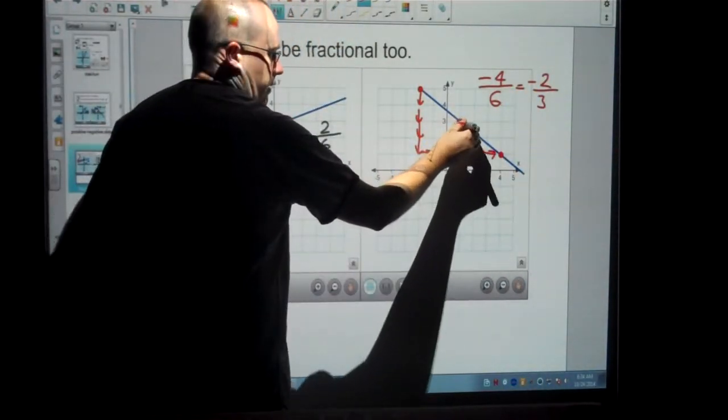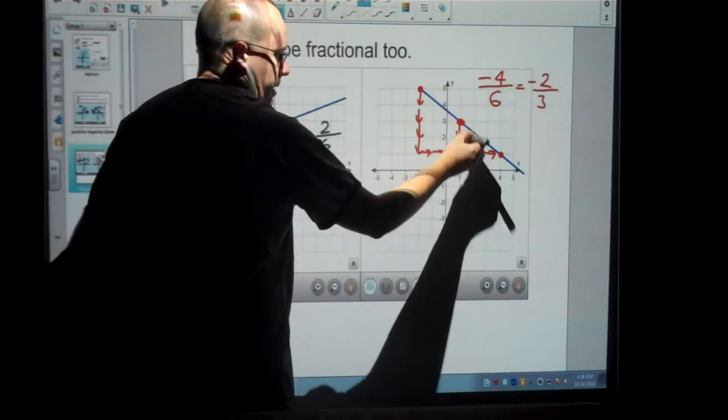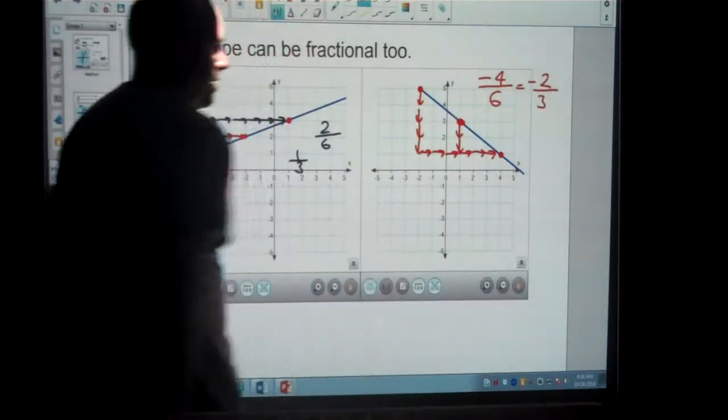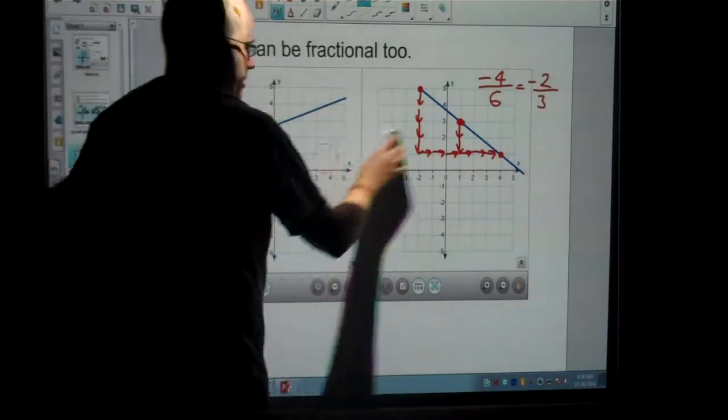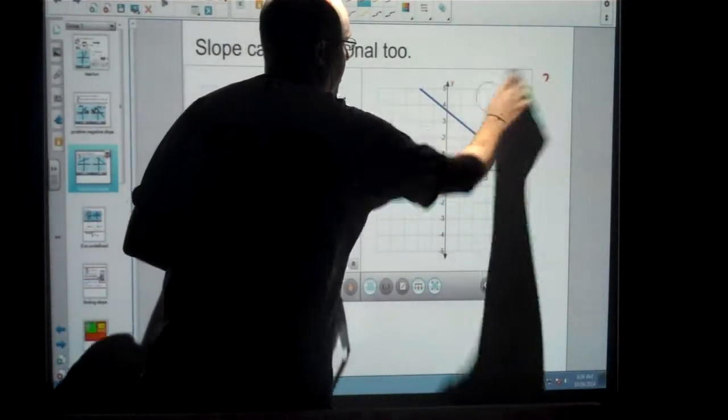And if I'd have actually started from this point, then you can see I go down 2, across 3, and I get the same answer. So remember, when you're finding slope, you can use any 2 points that you like on the line, and if they're closer together, that actually means you've got a little bit less counting to do.